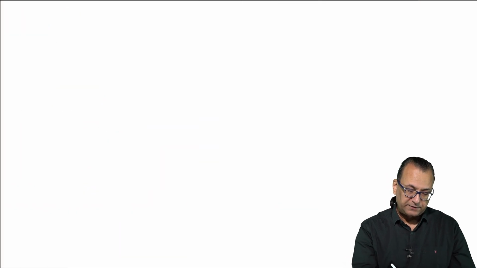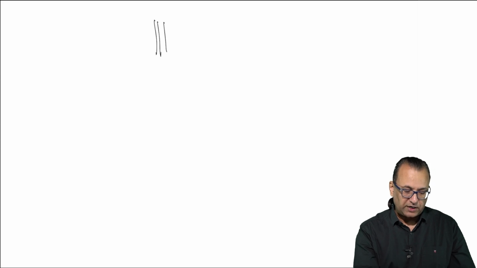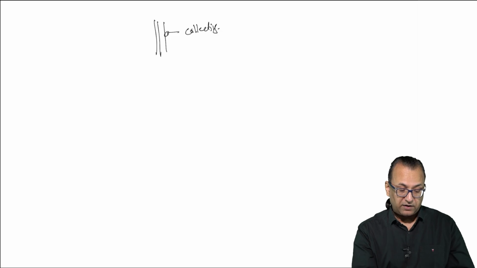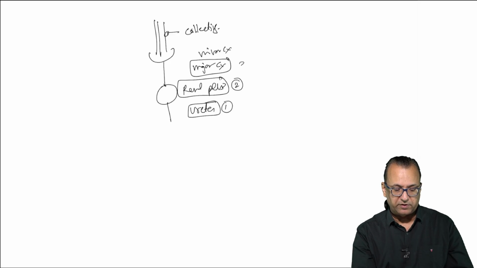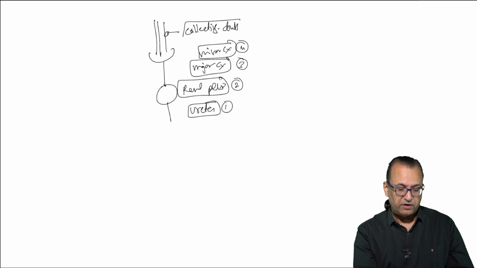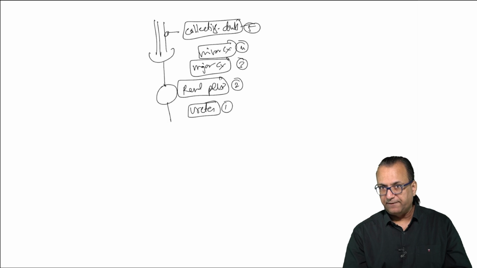You will notice that these are the collecting ducts, which have collected the urine, and collecting ducts will collect the urine into the minor calyx. From minor calyx it will go to major calyx. From major calyx it will go to renal pelvis. From renal pelvis it will go to the ureter. So these are the 5 derivatives of the ureteric bud. Number 1, ureter; number 2, renal pelvis; number 3, major calyx; number 4, minor calyx; number 5, collecting ducts. All of them are lined by transitional epithelium.